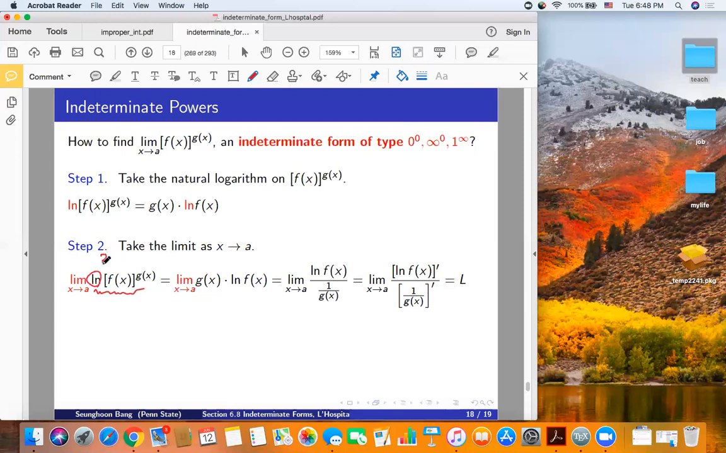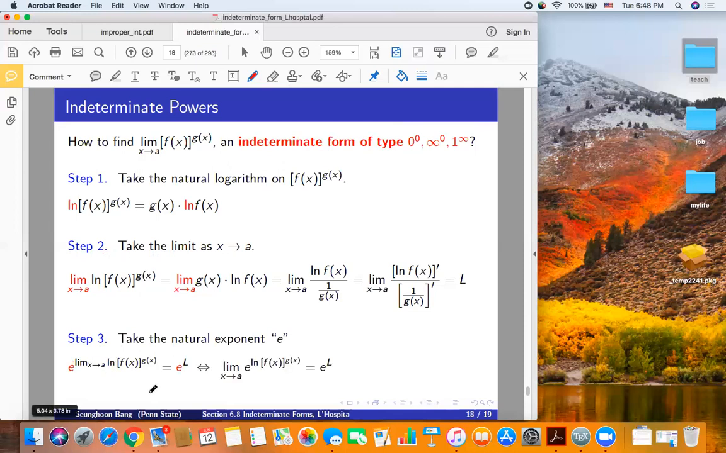How can you eliminate ln? Do you know? The original problem is like this one. How can you eliminate it? Yes, take e, you're right. Take e, and automatically e and ln cancel. The limit of f of x to the g of x is e to the L. You're right.